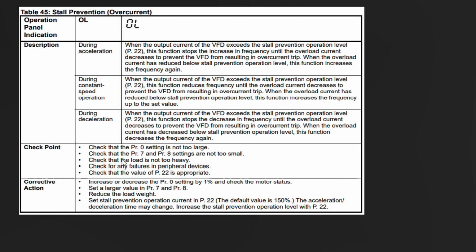Okay, so you need to check a few parameters. Check that the setting of parameter P0 is not too large. Check that parameters 7 and 8 are not too small. These are acceleration and deceleration. Check that the load is not too heavy. Sometimes you have set acceleration and deceleration time both correctly and properly, but the load on the motor, like a conveyor belt or a gear system and other things, could be very heavy or stuck. So you need to check your belt, the conveyor belt on the motor, or whatever mechanism you are using, which could also be stuck.